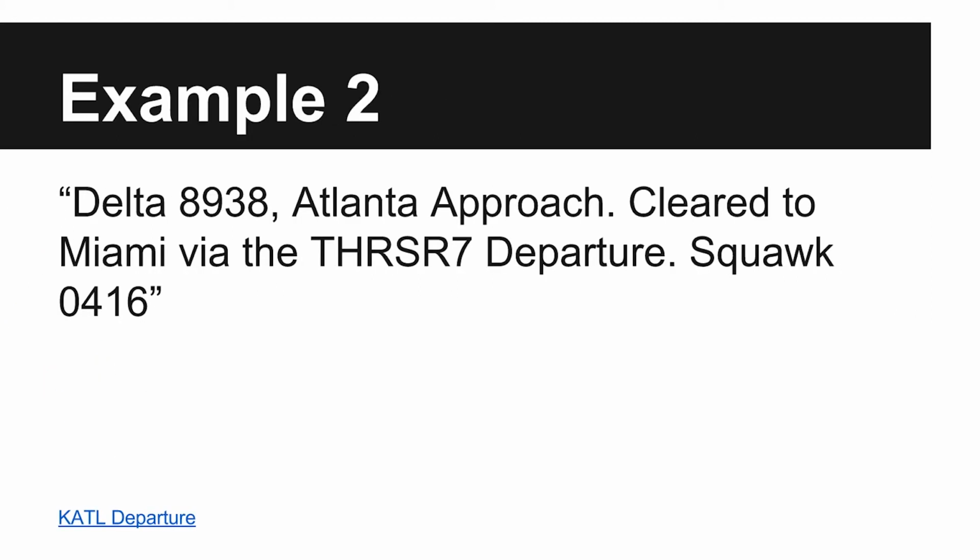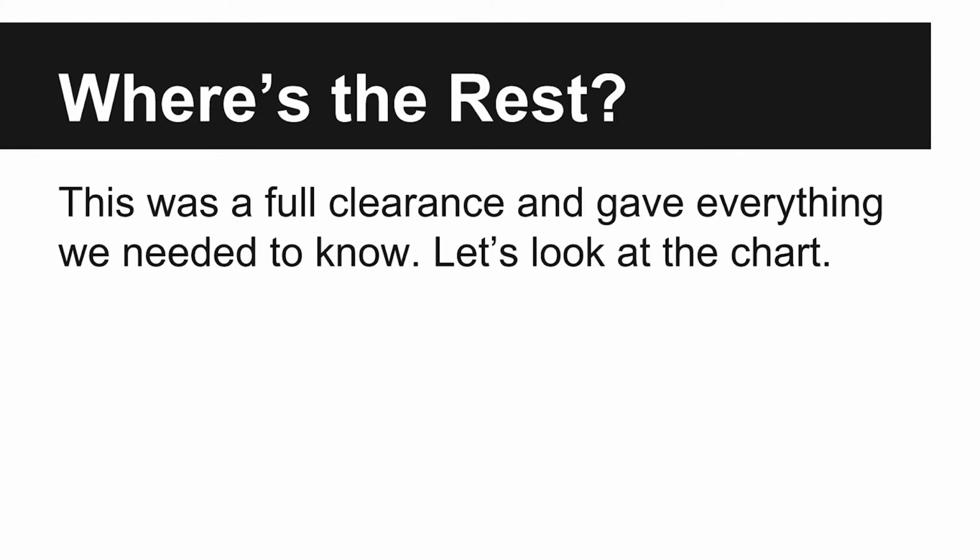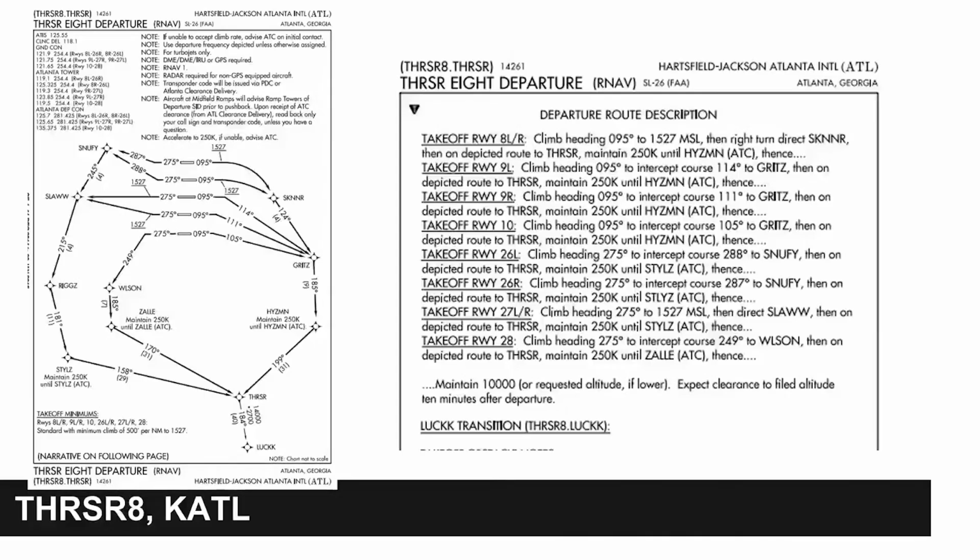In another situation here from one of my other videos, my Atlanta departure video, we can see another clearance that we'll go through as well, so you can have another example. And this is a lot shorter than the last one, and you may be wondering where the rest of it is, but that is actually a full clearance and everything that we need to know to successfully get out of the Atlanta terminal area. So we'll pull up the chart.